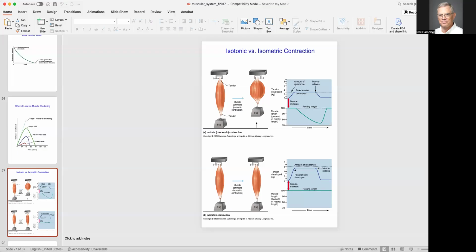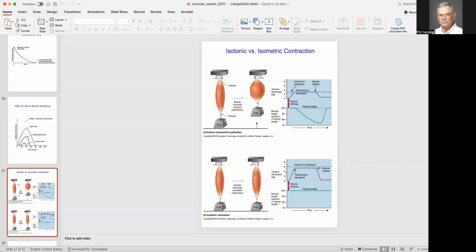So let's start with isotonic exercise. We have our same muscle group. In this case, instead of being attached to a load meter, it's attached to a load resistance. In this particular case, it weighs 3 kilograms. Now, I am going to stimulate contraction of that muscle. That muscle generates 3 kilograms of contractile force. This is equivalent to the load resistance. What results? We shorten the muscle, pick up the weight, right?